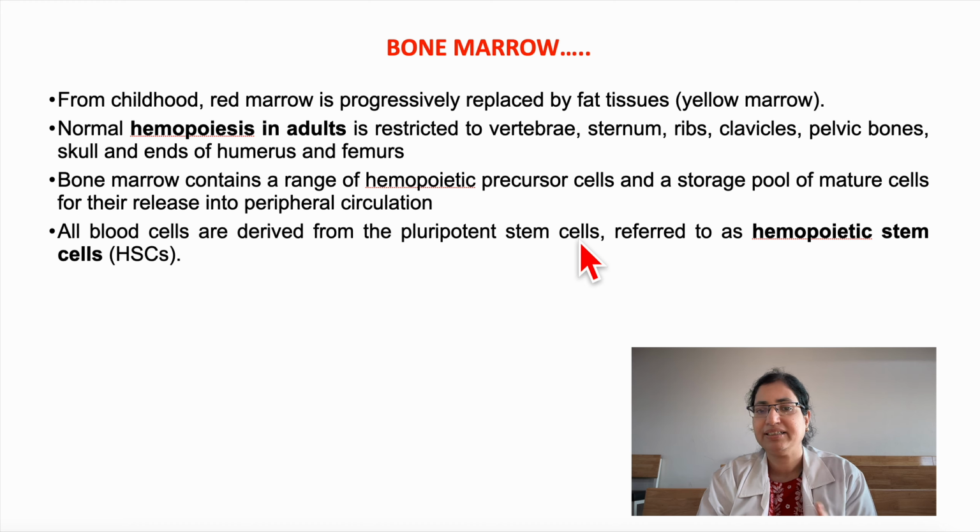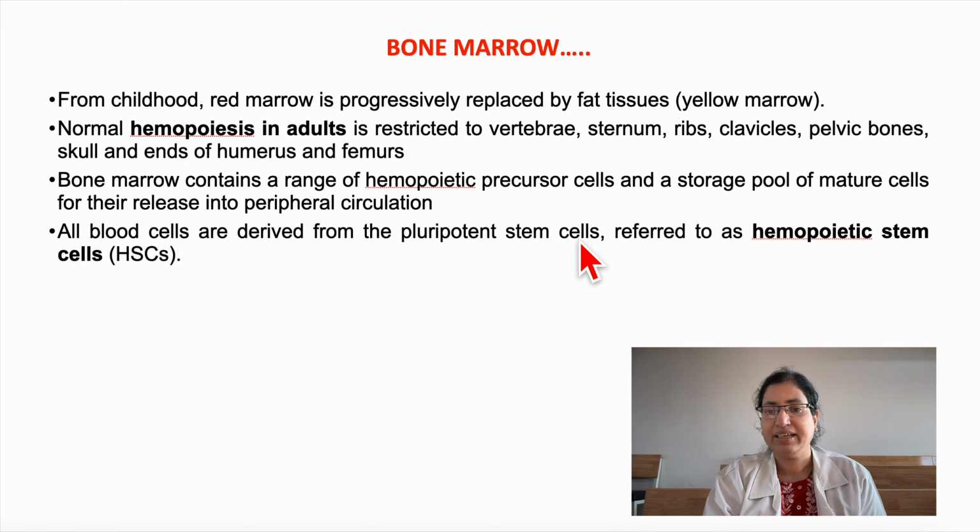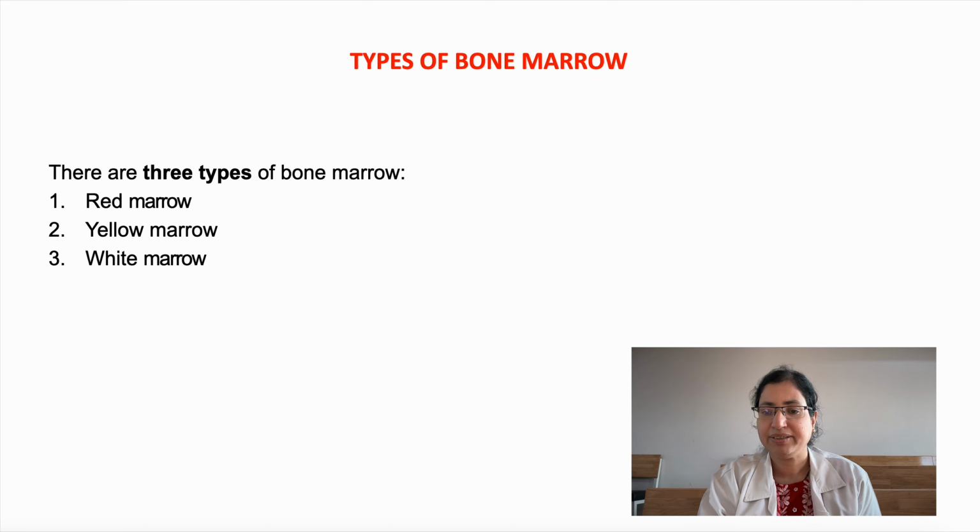Pluripotent means these cells have the potency to develop into different types of cells. Hence, they are called pluripotent. Pluri means more than one. They can change into more than one type of cell. Different types of cells can be produced by these pluripotent stem cells, so they are referred to as hematopoietic stem cells. This is a special type of cell from which different types of blood cells are formed, for example RBCs, WBCs and platelets.